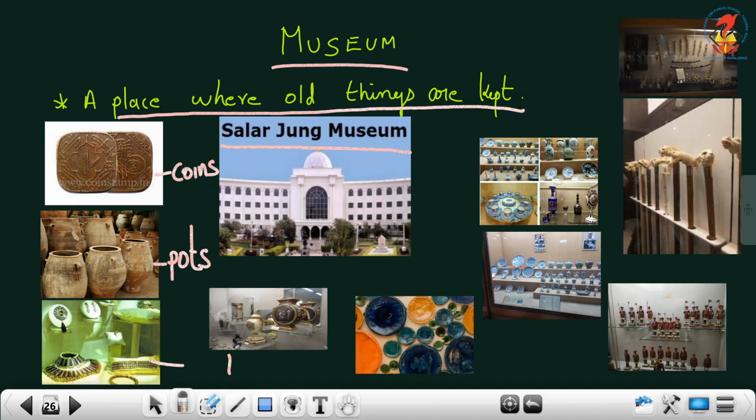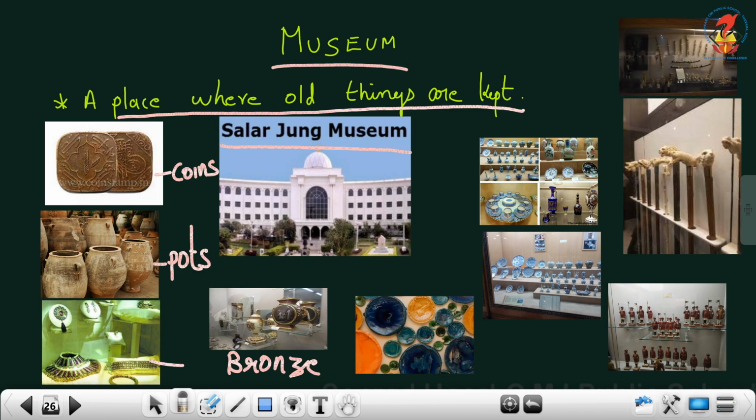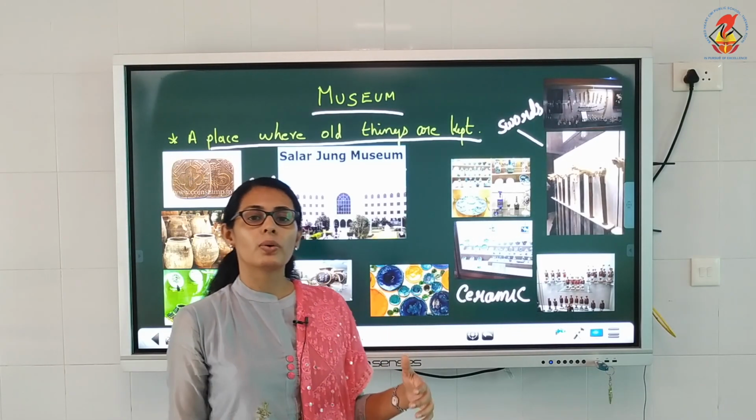And this is the bronze pot. Then here this is the blue color pot. It is made of ceramic. It is a ceramic pot, and this is a sword that was used by the sultans. And the statues, we can see the sultans' statues, the soldier statues, all of that we can see in the museum.